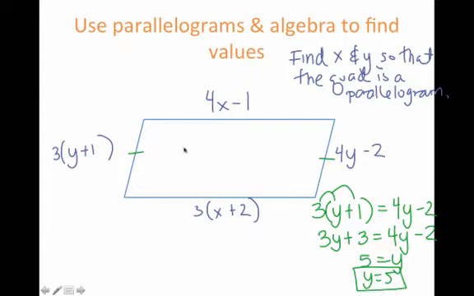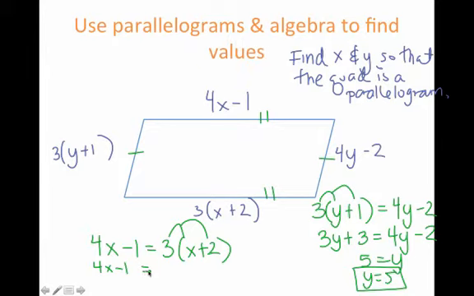And not only do these two sides have to be congruent, but these two sides have to be congruent if it was a parallelogram. So I would just say 4x minus 1 equals 3 times (x plus 2), and do some algebra, distribute the 3. So I'd have 4x minus 1 equals 3x plus 6. Subtract the 3x, I'd be left with x on the left side. Add 1, I'd be left with 7 on the other side. So I just solved for x and y to make this quadrilateral a parallelogram.